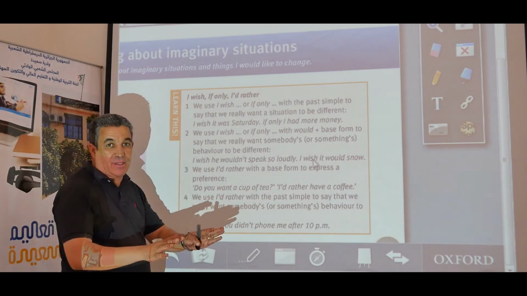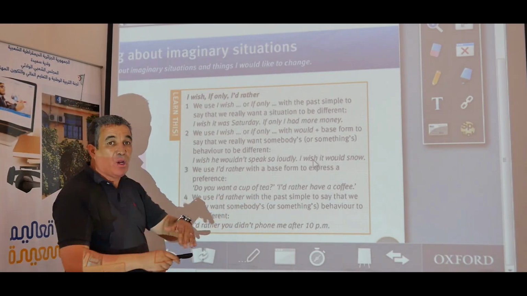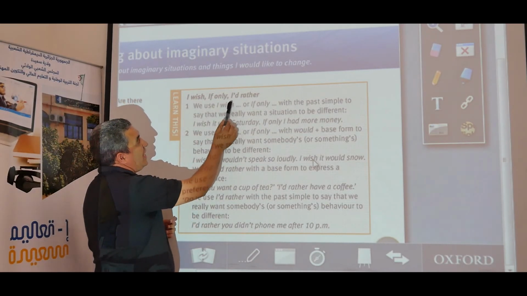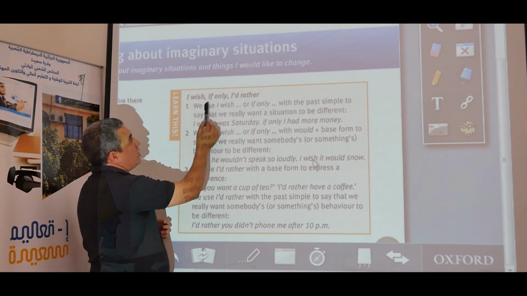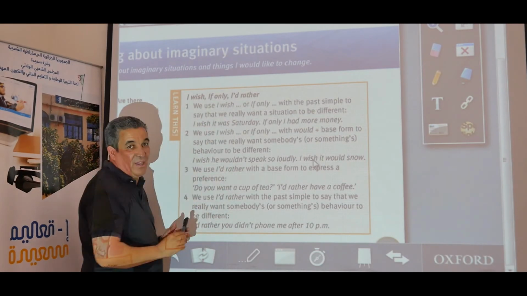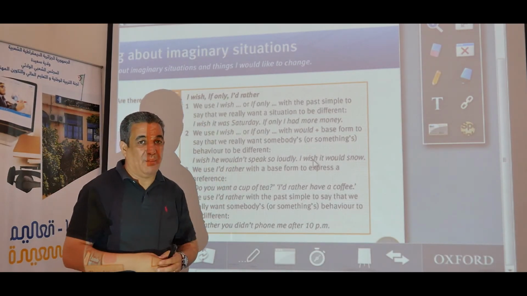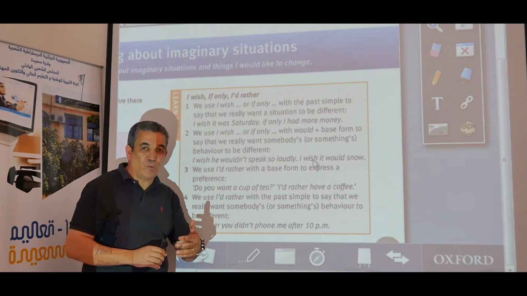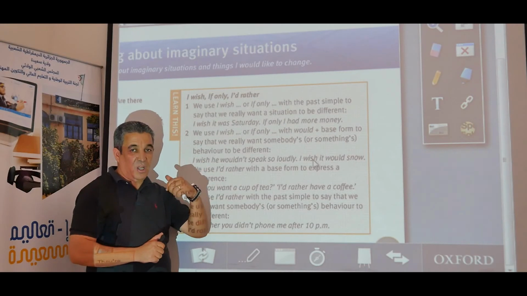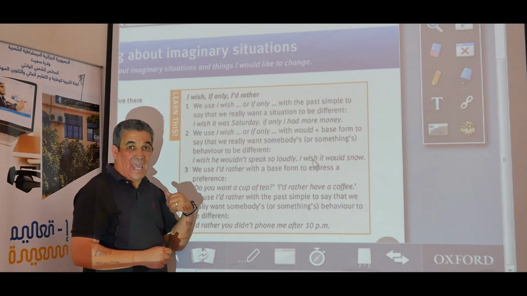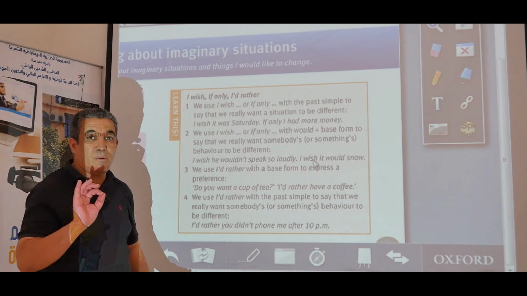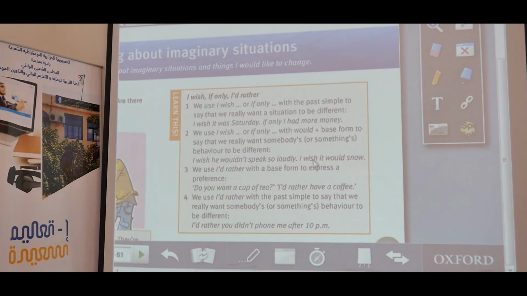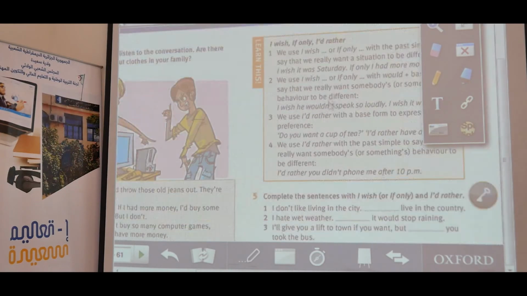So we have practiced the second conditional. Now we are going to move to some forms: I wish, if only, and I'd rather. We are going to study them and talk about them. So let's try to find these forms in our conversation, the conversation between the mother and her son Sam. Excellent. Now remember, I wish, if only, and I'd rather.